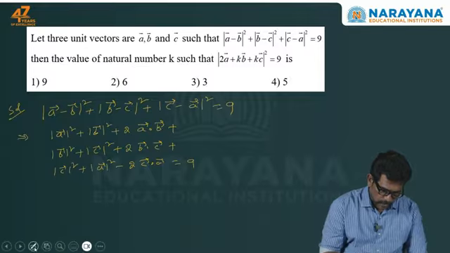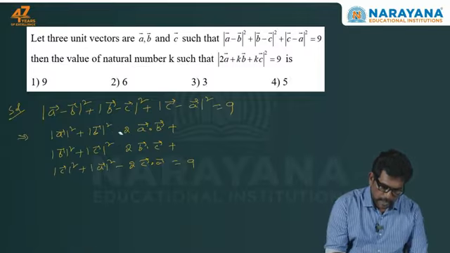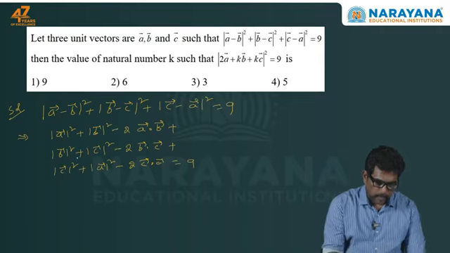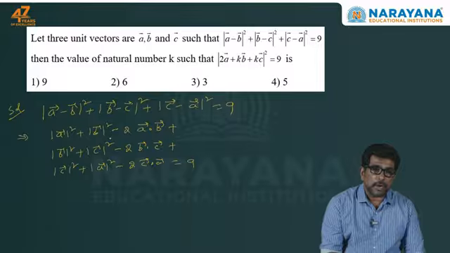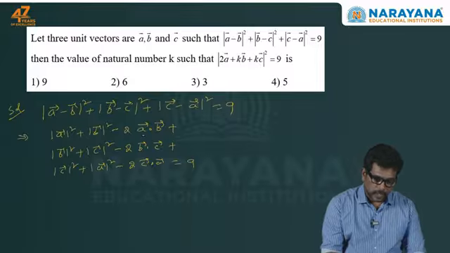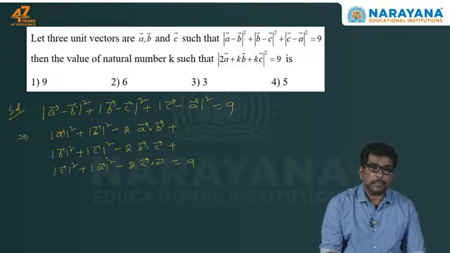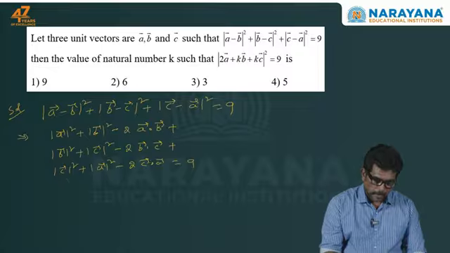Now here also they have very clearly mentioned a bar minus b bar whole square. So it is mod a bar square plus mod b bar square minus 2 times a bar dot b bar, plus mod b bar square plus mod c bar square minus 2 times b bar dot c bar, plus mod c bar square plus mod a bar square minus 2 times c bar dot a bar is equal to 9.